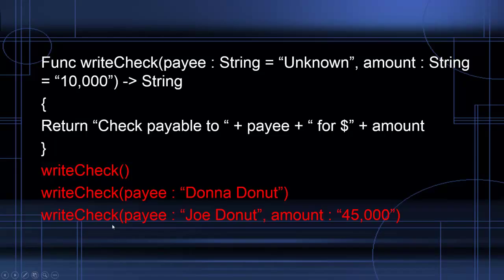Now, I could call that all three ways. I could do write check, nothing, and this would say check payable to unknown for $10,000. Or if I did write check payee Donna Donut, it would say check payable to Donna Donut, because I did supply the name, for $10,000. Or I could do all of it, write check, payee Joe Donut, amount $45,000, and then it would say check payable to Joe Donut for $45,000. So that's where those default parameters come in.